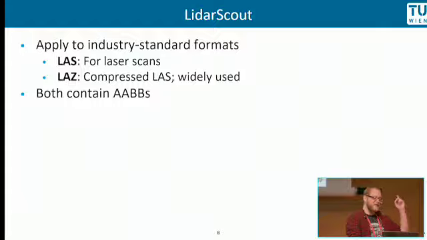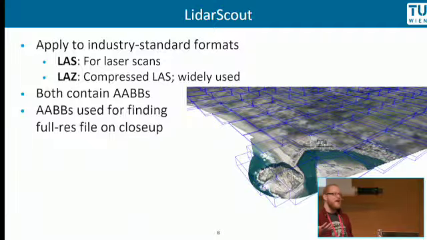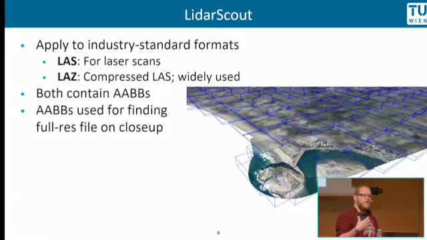With these two widely used file formats, we also have AABBs, so bounding boxes, and these help us for rendering. When we zoom in closely, we have these bounding boxes here, and if some of them are large and near the center of the screen, we can then figure out, okay, this part of the point cloud belongs to this file, so let's load this file for the full resolution.